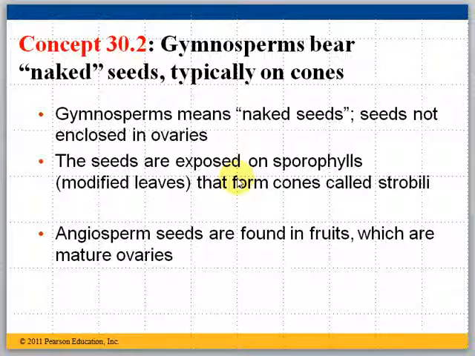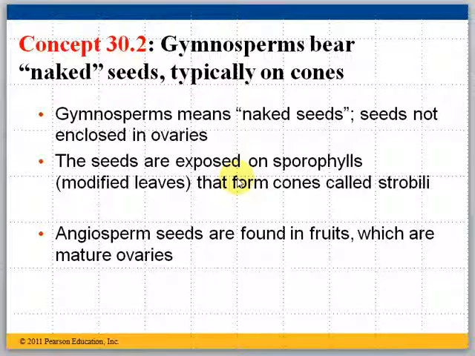Concept 30.2 says gymnosperms bear naked seeds typically on cones. Gymnosperms basically means naked seeds, seeds not enclosed within ovaries. So they're not enclosed in some sort of mature ovary, perhaps something that you might think of as a fruit, even though later we're going to find out that the word fruit, when we only think of it as, say, a banana or an apple, actually covers a lot more than that. But gymnosperms don't have any sort of fruit. The seeds are not enclosed inside ovaries.